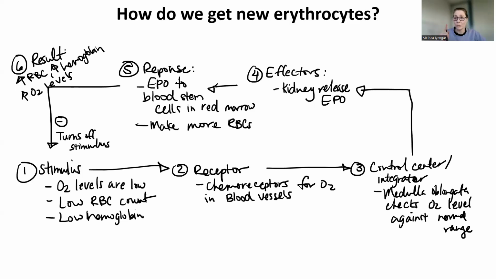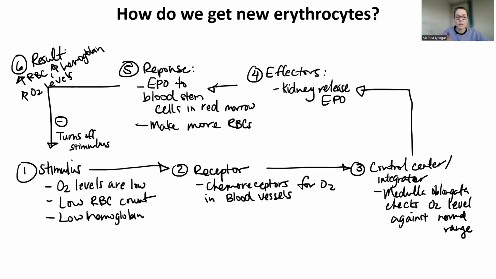So I actually killed two birds with one stone with this because I went through the homeostatic feedback mechanism also and detailed everything out. Perfect. Yay. So that's how you're going to create new red blood cells. You can create your flow chart in any way you want to. I just made it like this because it's on the fly.